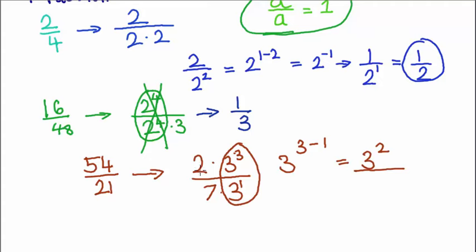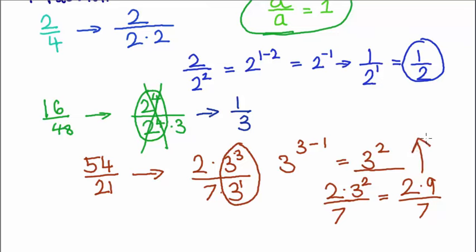And since I can't really do anything to the 2 and the 7 over here, because they're both prime and because they don't have the same base so that I can simplify them further, my answer is simply 2 divided by 7, and on the top I also have 3 to the power of 2. This right here is the same thing as saying 2 times 9 divided by 7. And that is the same thing as saying 18 divided by 7. So 18 divided by 7 is the simplified form for the number 54 divided by 21.